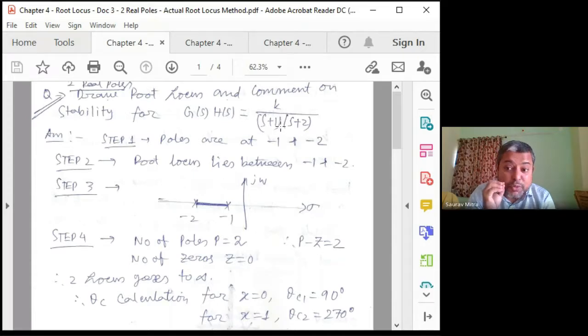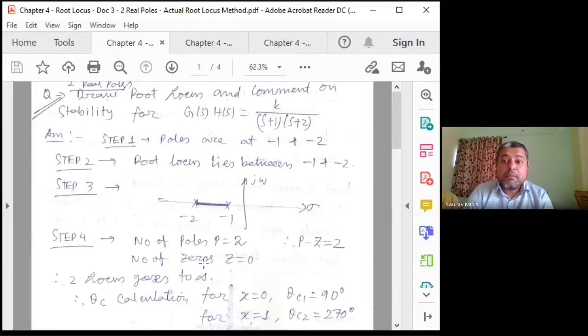If there are only two poles, how many root locus paths do you have to draw? Two. What will the paths be? One will come from minus 1 to some midpoint and go upward. Another will come from minus 2 and go downward. These are the two paths because there are two poles. One will go from minus 1, come somewhere in between at the breakaway point, and go to plus infinity. Another will come from minus 2 to somewhere in between and go to minus infinity. These are the two paths.